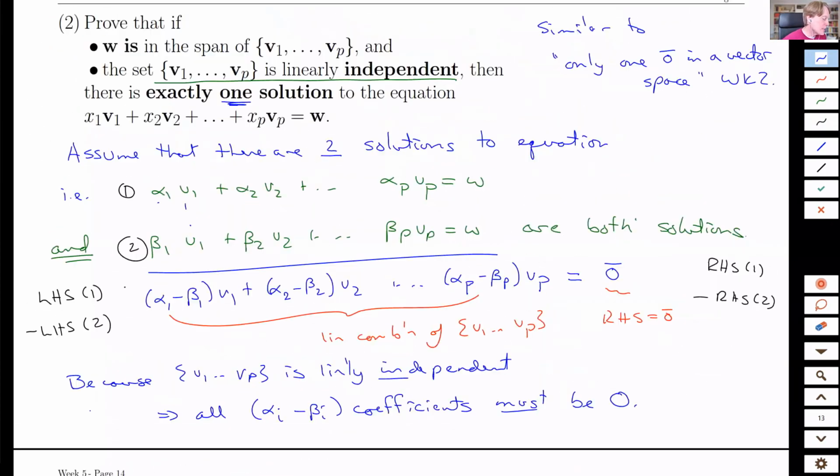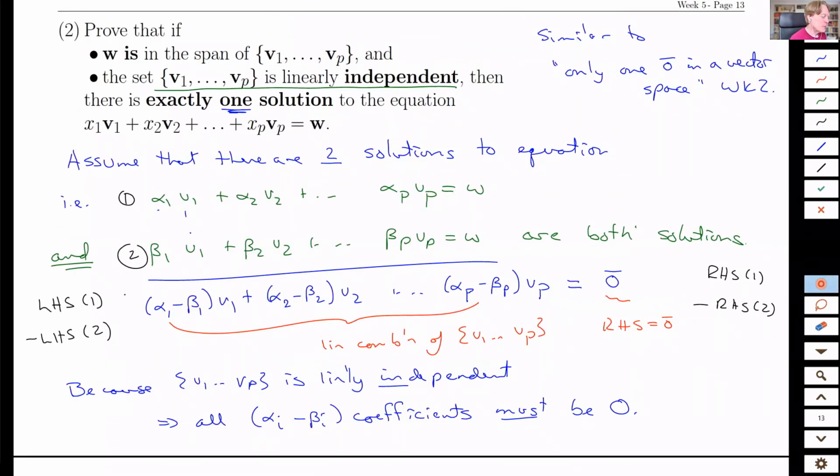Does the question tell us it's linearly independent? Absolutely. Remember, this is case 2. We had 3 cases we were looking at: not in the span at all, the right-hand side not in the span at all. Then the other 2 cases are the right-hand side is in the span, but we have linearly independent vectors. That's this one. And then on the next page, not surprisingly, we're going to look at the opposite case where we have linearly dependent. So this one is conditional on linear independence. Absolutely.